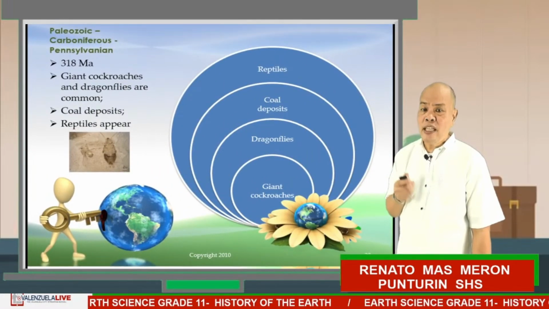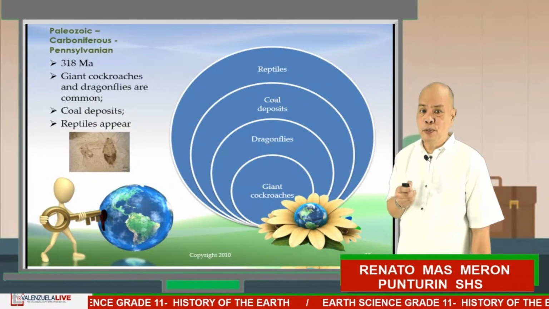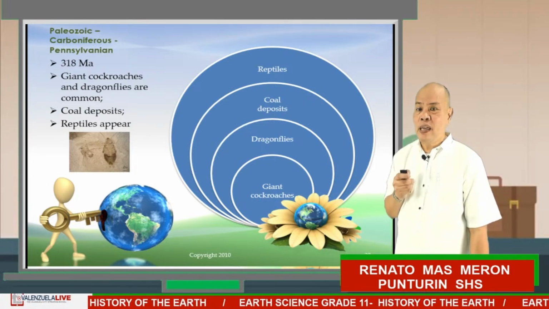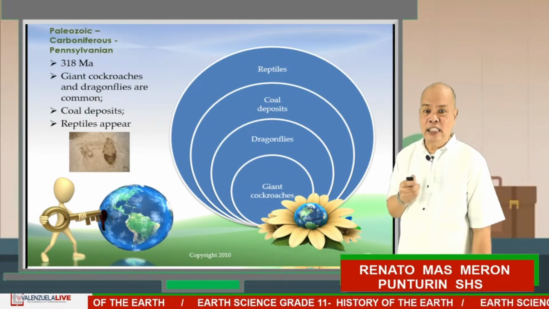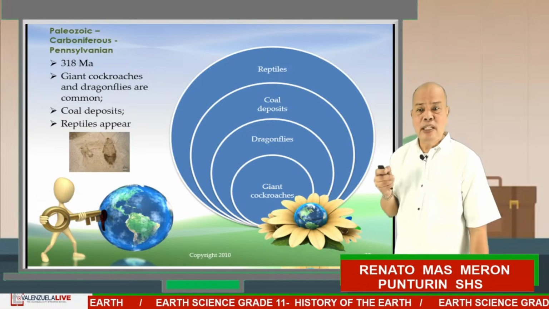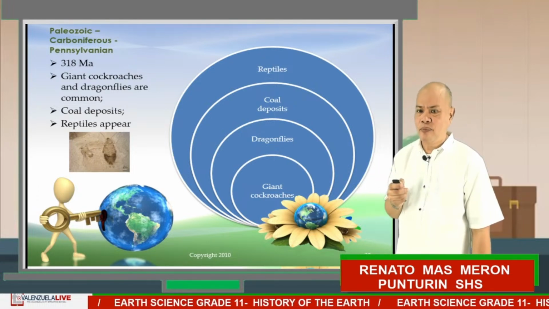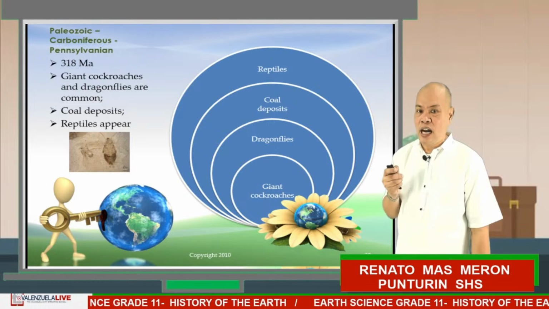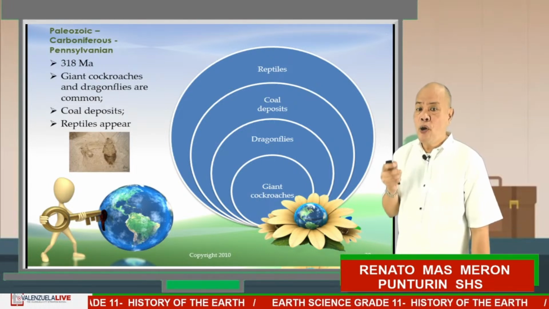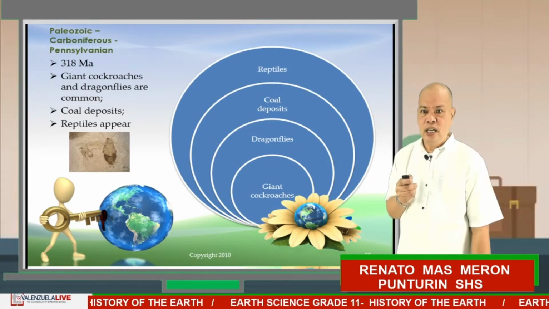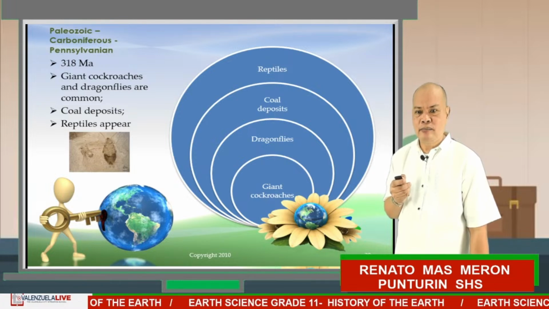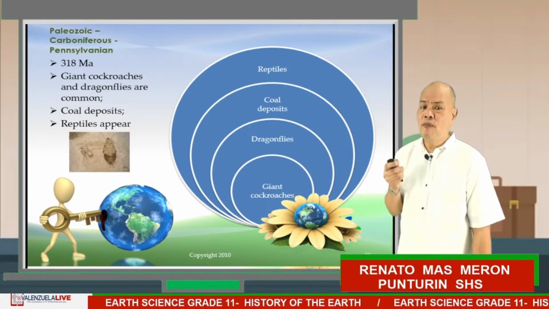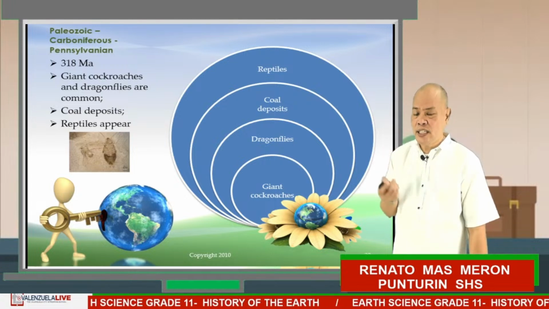In the Pennsylvanian epoch, during the Carboniferous period, under the Paleozoic era, in 318 megaannum or 318 million years ago, these were the things that happened at this time. Giant cockroaches were common, same with dragonflies. There were deposits of coal on Earth. Reptiles appeared.